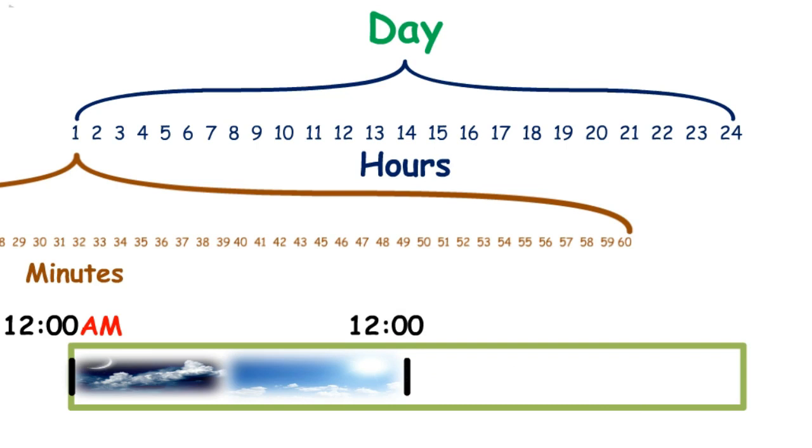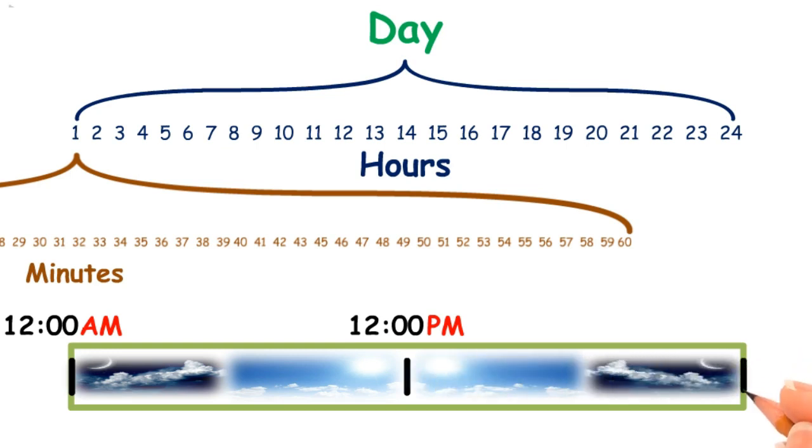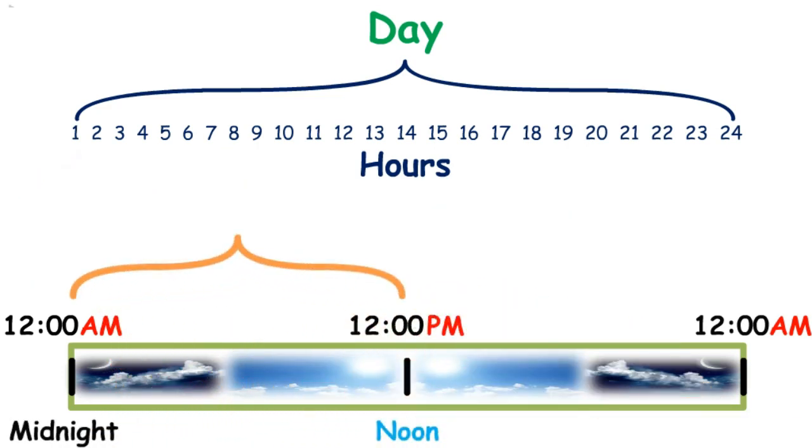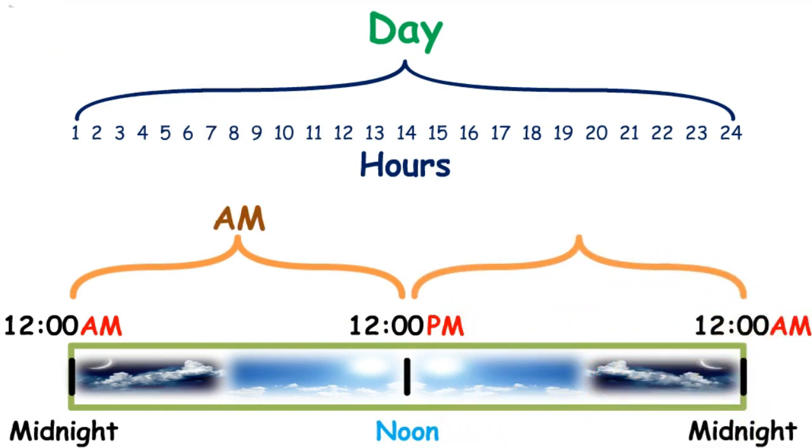We represent it as 12 p.m. PM stands for post meridiem. It's a Latin word, meaning after midday. It goes on until 12 midnight. Now the whole day has been completed. From midnight to noon, we represent time as AM. And from noon to midnight, we represent time as PM.